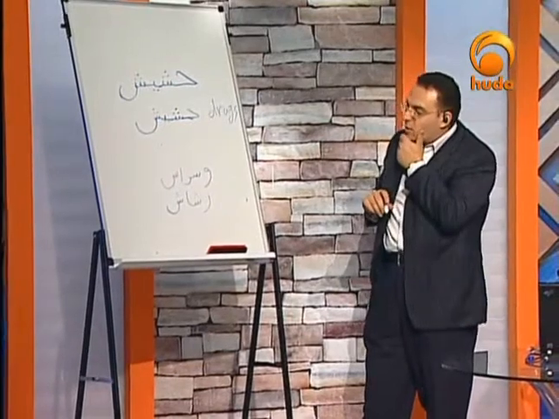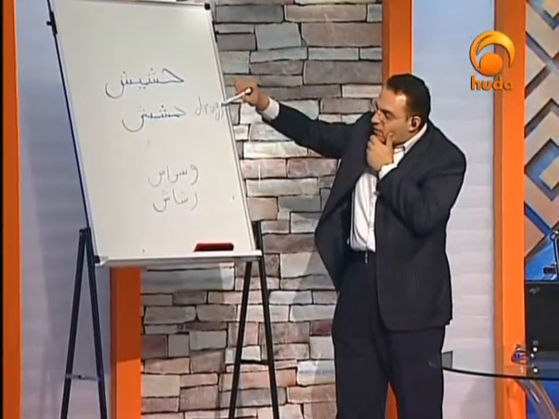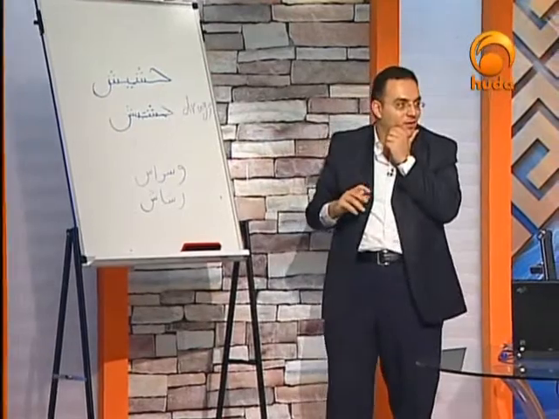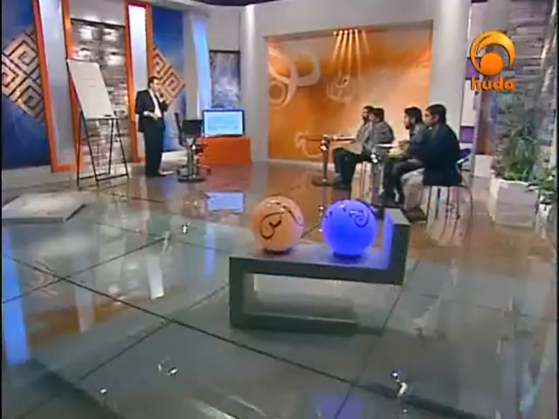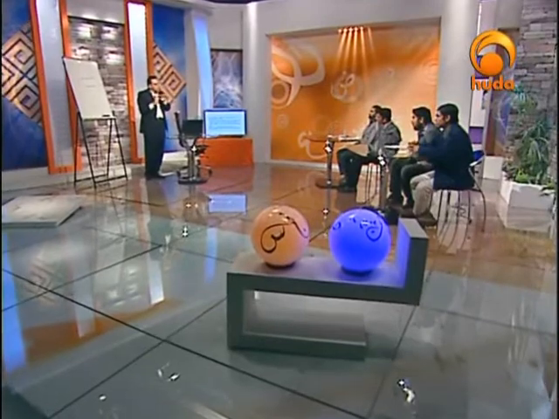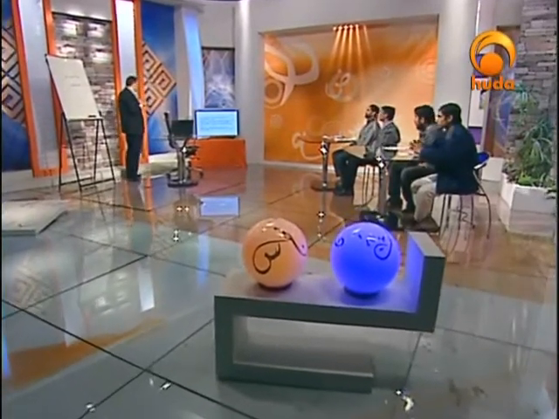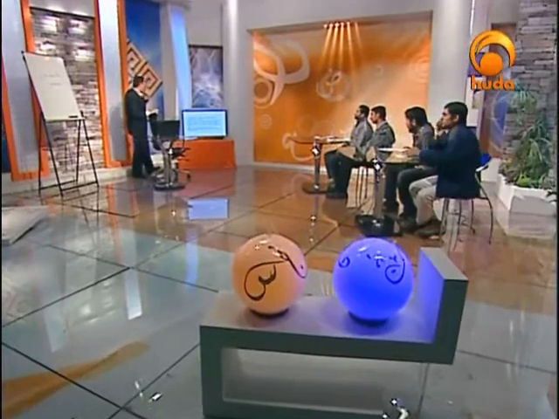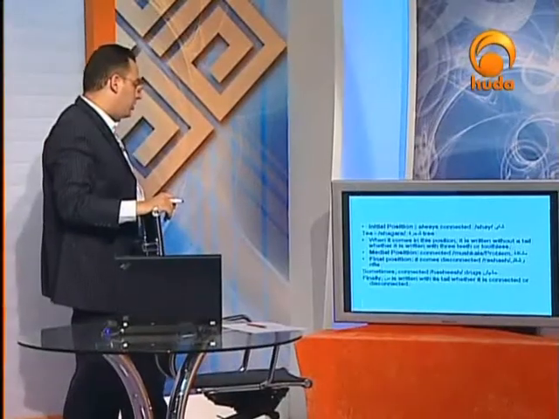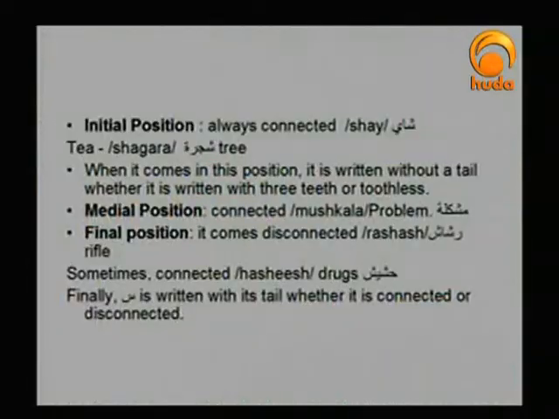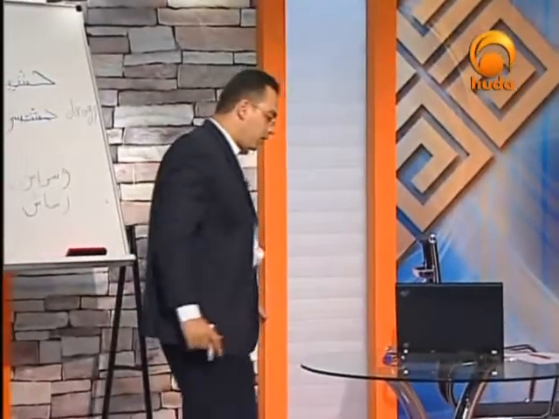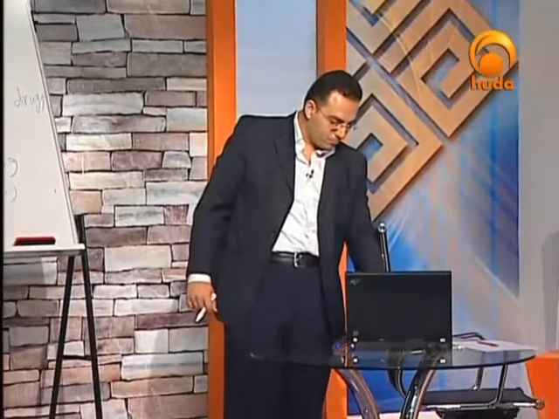How many letters do we have in English? 1, 2, 3, 4, 5. In Arabic, it's shorter than in English. So again, when it comes to the final position, sometimes it comes connected, and sometimes it comes disconnected, like rashash. Finally, sa or sha is written with its tail, whether it's connected or disconnected. That is very important. So sa and sha, both of them, when they come in the final position, we should draw the tail of the sound sa and sha. Okay, so I think that this is for sha.